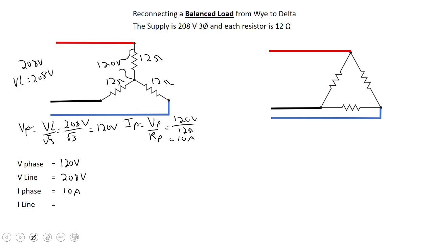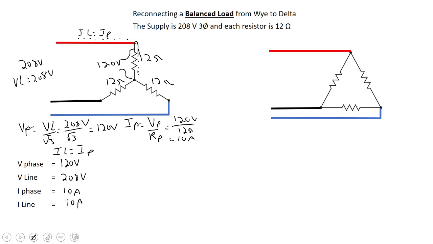We know that in Y, I line is equal to I phase. So whatever current is flowing through this resistor is coming through the line. There's only one path. So I line is the same as I phase. So that is 10 amps.